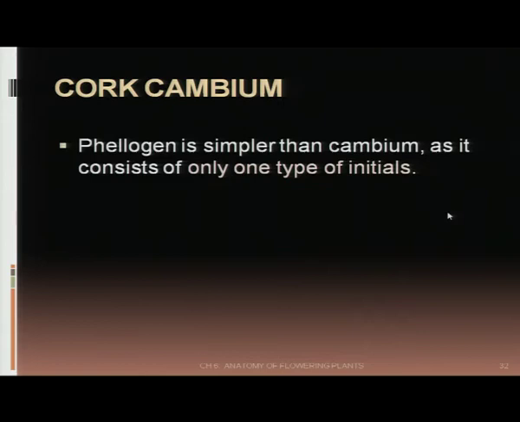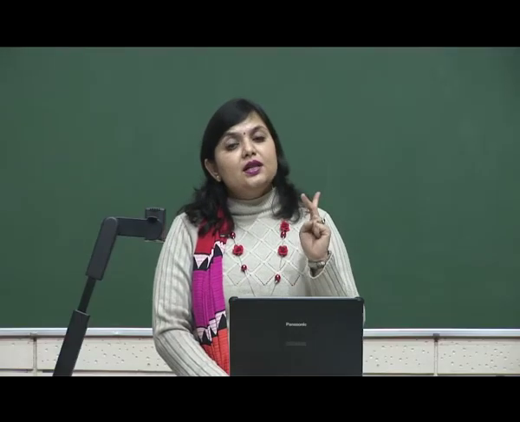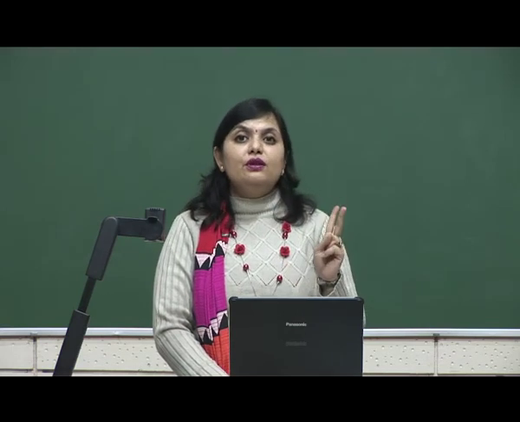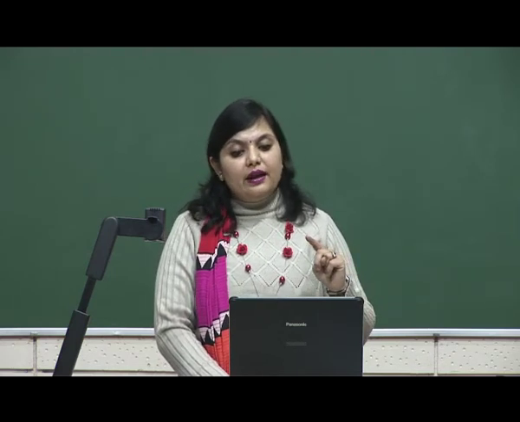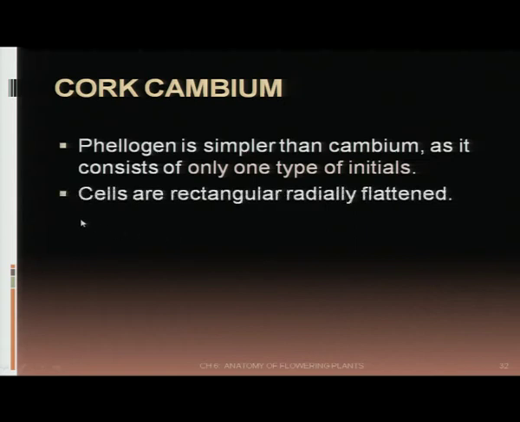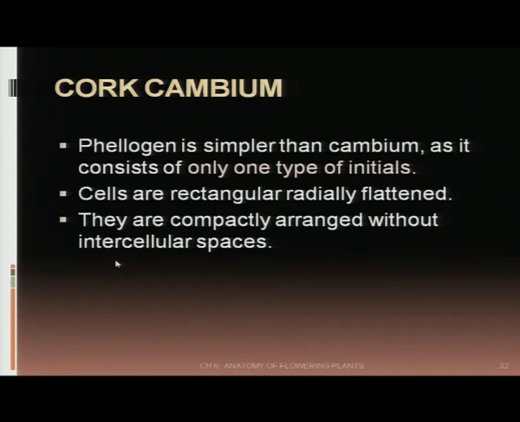I will repeat that in vascular cambium, we saw that there are two types of initials, ray initials and fusiform initials. Ray initials give rise to the rays and fusiform initials give rise to xylem and phloem. However, in the phellogen, there is only one type of initials which produce both the layers on both the sides. These cells are rectangular and radially flattened. They are compactly arranged without intercellular spaces, and they have vacuolated protoplast also.